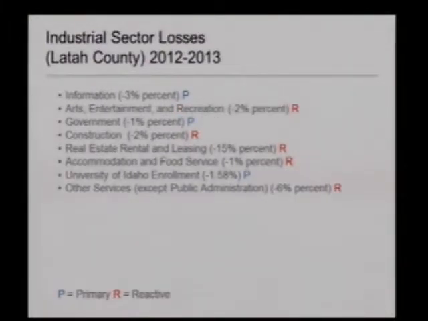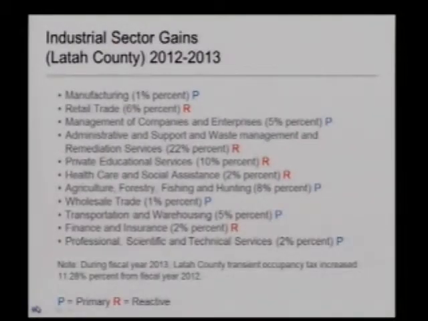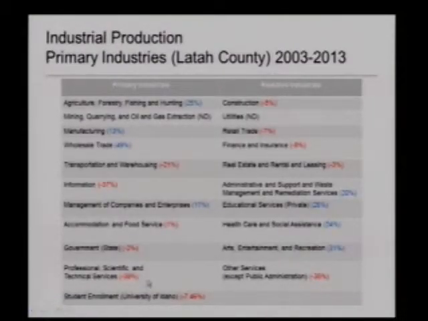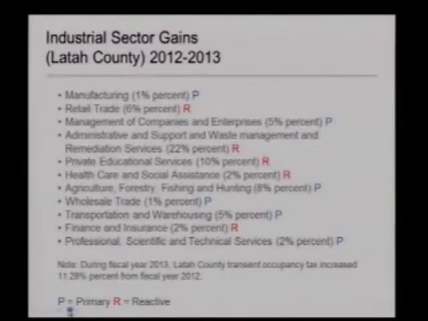The losses in sectors were information, arts, entertainment, and recreation, government, construction, real estate rental and leasing, accommodation and food service, and University of Idaho enrollment. And I should have probably gone back to that. That's in the prior slide. Student enrollment at the University of Idaho from 2003 to 2013 dropped 7.46%, and that's a huge primary industry for us. The industry of students.